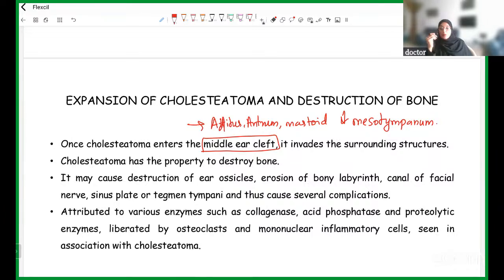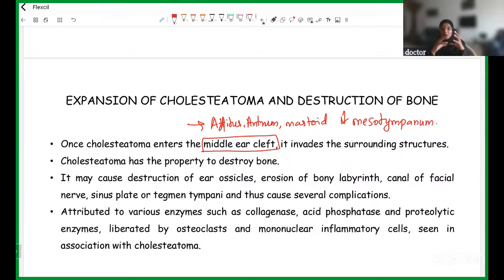All right. Now, what will happen if it enters medially? When it enters medially, it will surround the incus and malleus. So you have to imagine it's like a middle ear. It is entering backwards into the aditus, antrum, mastoid. That's the middle ear cleft. It is entering downwards into the mesotympanum, and then it is entering medially. So it first goes back, then down, and then medially. Medially, it will involve the incus and head of malleus.